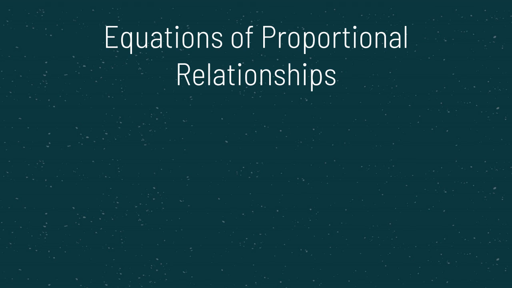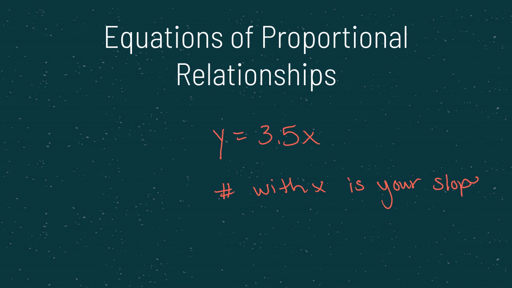So now let's talk about equations of proportional relationships. So if you see an equation like y equals 3.5x, the number with x is your slope. So the number with x is slope. So in this case, 3.5 is the number with x, so therefore 3.5 is the slope.